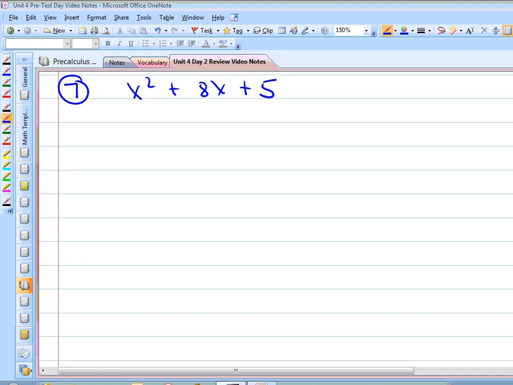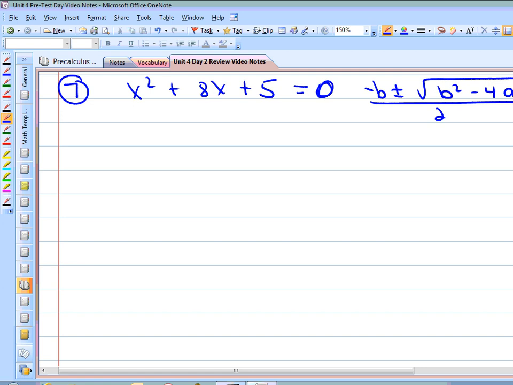All right, in this equation we have f of x equals x squared plus 8x plus 5. Again, I'm going to just say it's equal to 0 since we're solving. And when we think about that, it makes sense. We're trying to find the x-intercepts. The x-intercepts are when the y value is 0. That's why we set it equal to 0. And this is going to ask us to use the quadratic formula. So I'm going to go ahead and write it down once for you. It's negative b plus or minus the square root of b squared minus 4ac all over 2a.